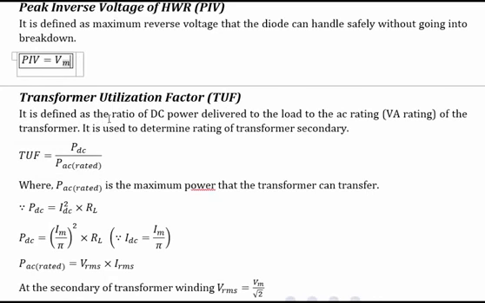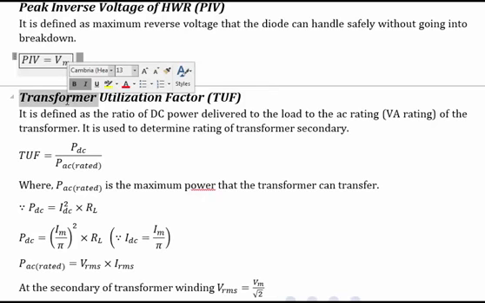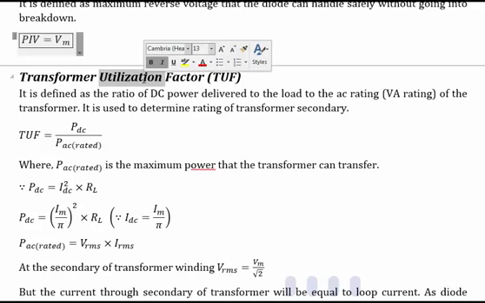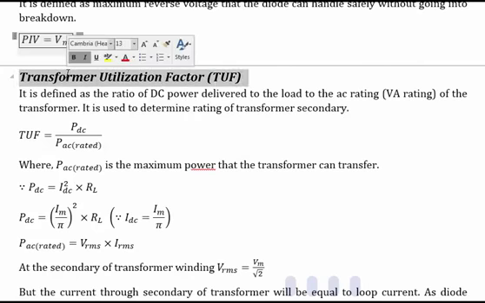Now next is the transformer utilization factor. It is a factor that actually shows you the utilization of the transformer. So if a transformer is made to give you a power of 50 watts, and you utilize the complete 50 watts, then the utilization will become 100%. So the factor will become equal to 1. The transformer utilization factor shows you how much of the transformer is used.